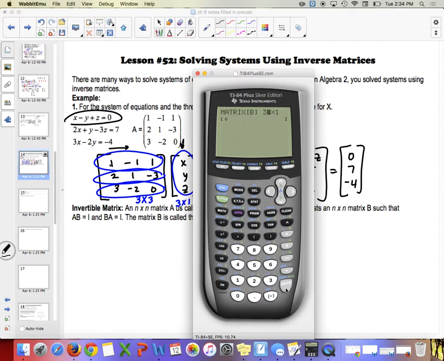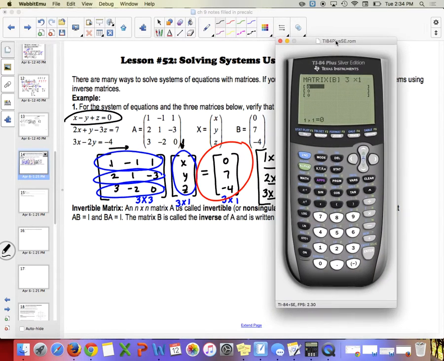And B is a 3 by 1. All right, and so we get 0, 7, -4. So we go back to our main screen, second clip. So do we have A and B in? If you want to find this, what we can do is A inverse times B. So second matrix, A inverse.